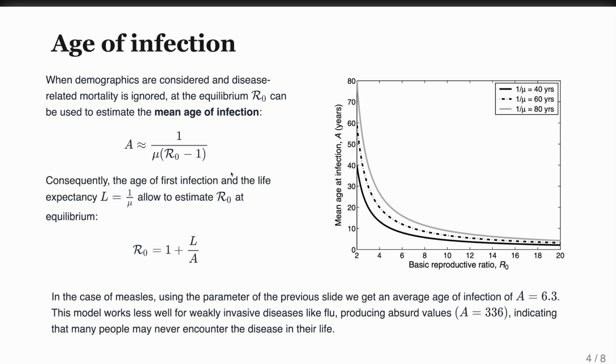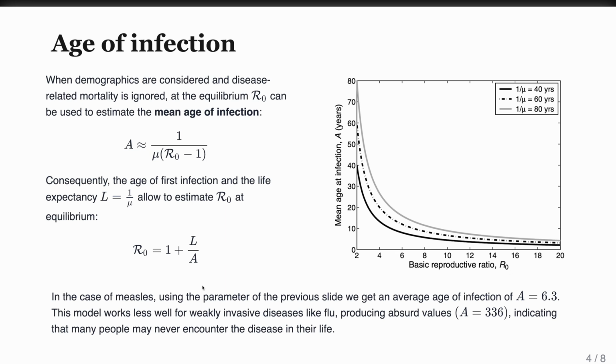From this formula, we can also estimate R0 using the age of first encounter and the life expectancy. As I said before, life expectancy is 1 over mu. This is very useful because sometimes calculating R0 using beta and gamma is not so easy, but for disease in which you have lifelong immunity and lifelong antibodies that you can measure through seroprevalence studies, you can calculate R0 using the formula.